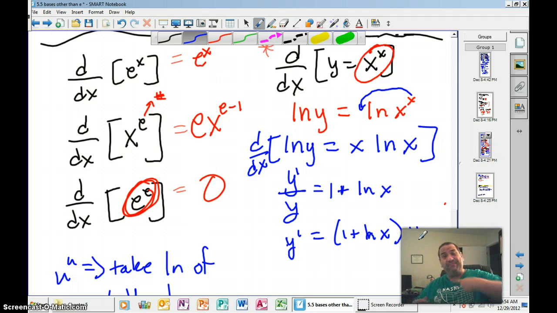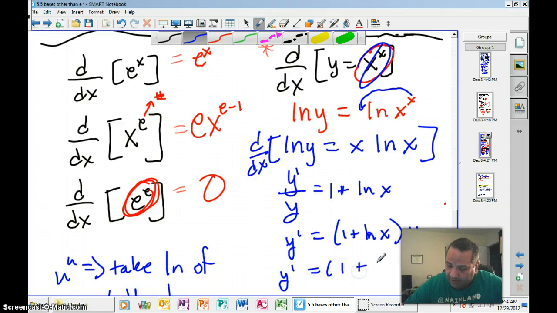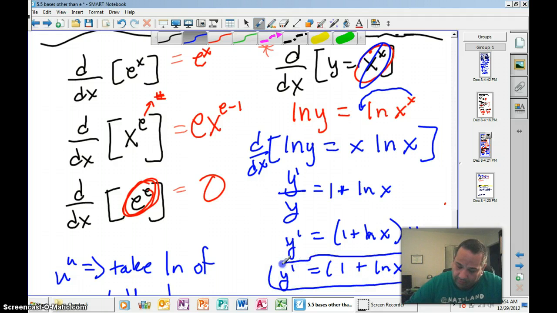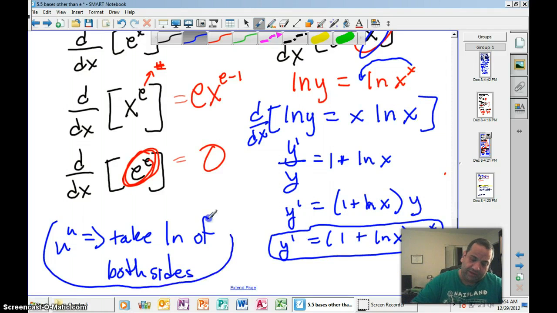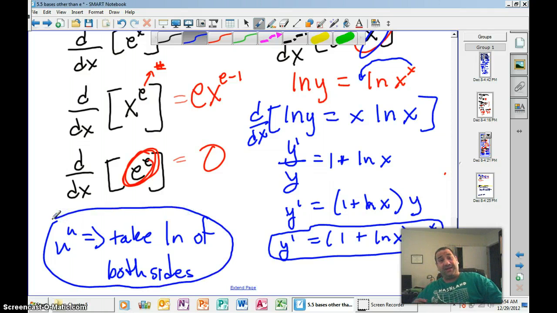We'll bring the y back from the original. The original was x to the x. So this final answer with all x's in it would be 1 plus ln of x times x to the x. That's what it would look like. All right? That's it. But remember, this is an important little trick. It's nice.